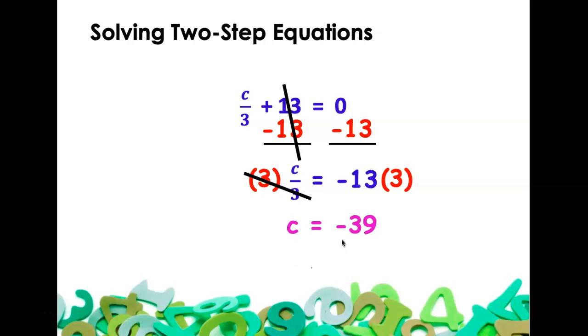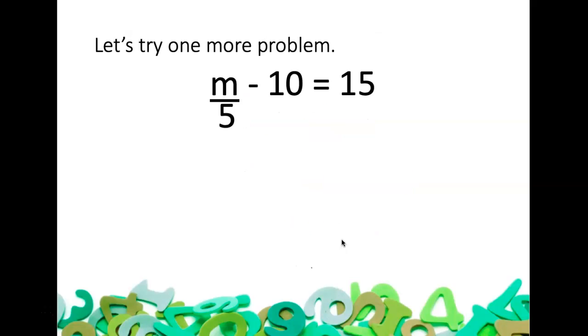Okay, I have one more example. Okay, so let's try this other problem. M divided by 5 minus 10 equals 15. Remember, number one, either plus or minus. Now be guided by the operational symbol closest to just the number itself without the letter. So this is minus 10, so you're going to plus 10 on both sides of the equal symbol.